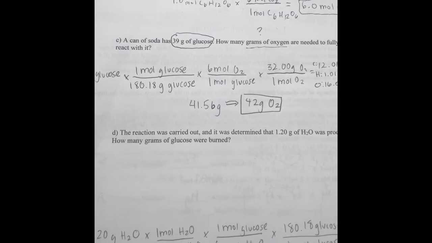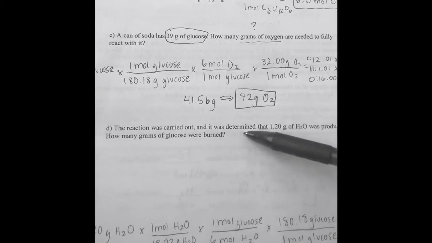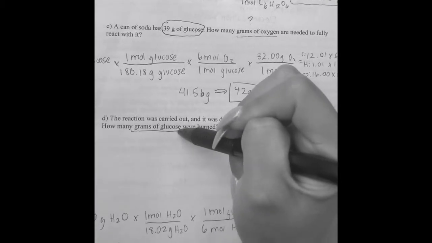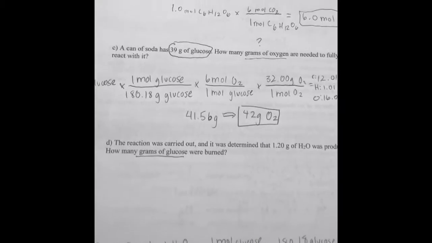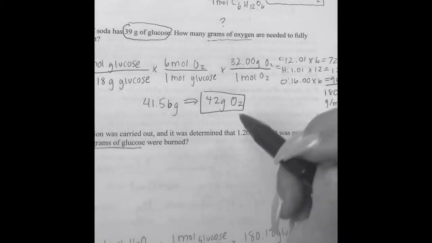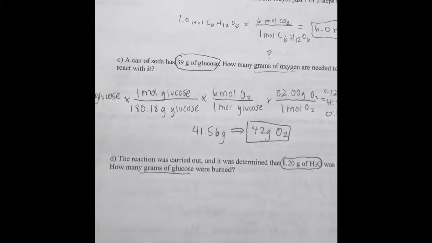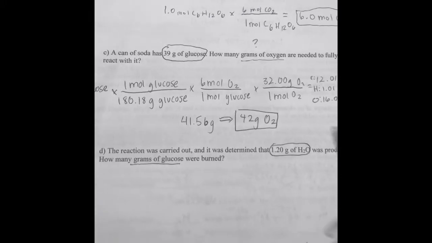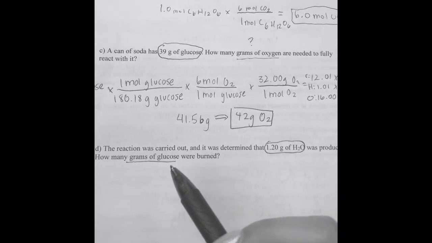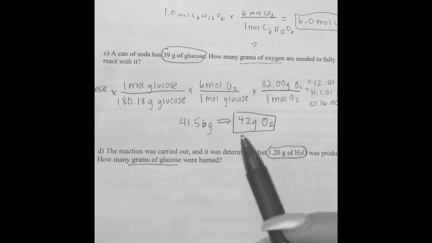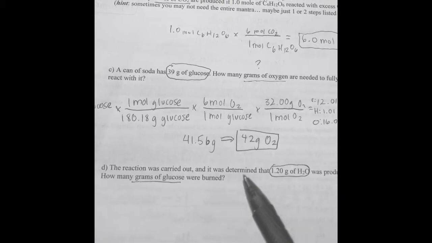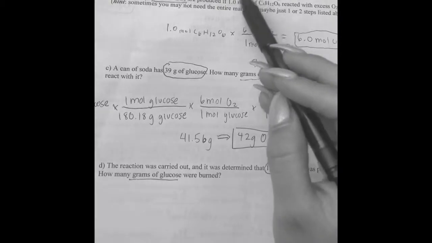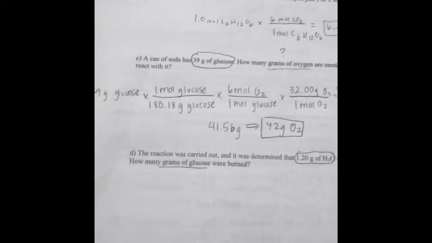So for 3D, the reaction was carried out, and it was determined that 1.20 grams of water was produced. Question: how many grams of glucose were burned? So we start off with 1.20 grams of water as a given, and we want to go from grams of water to grams of glucose. So we're going to do the whole gram to mole to gram method again, using the same equation on the top.